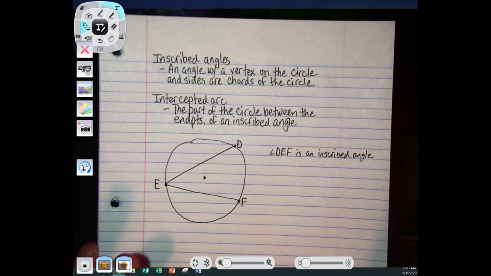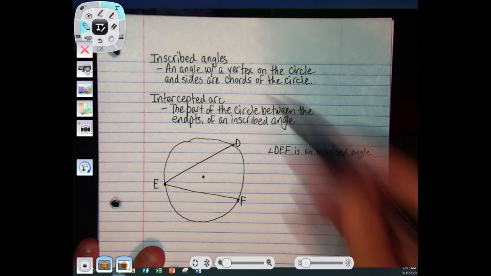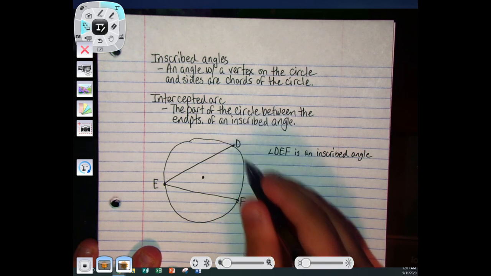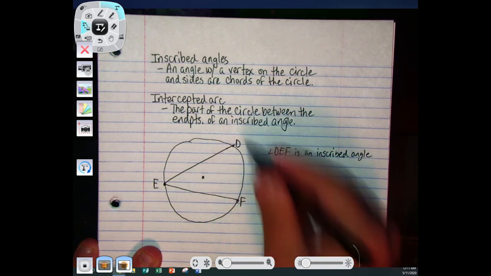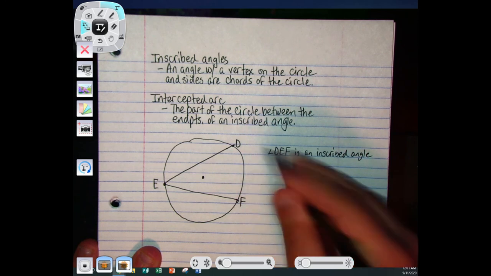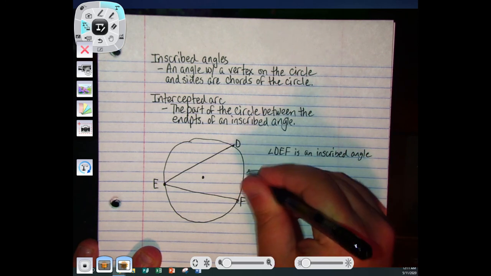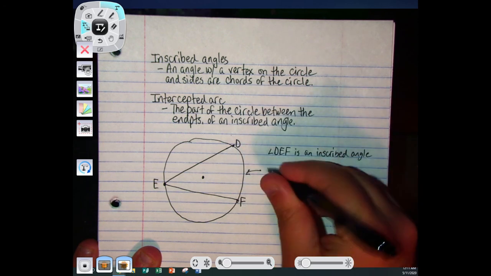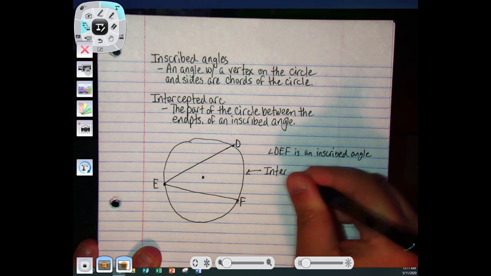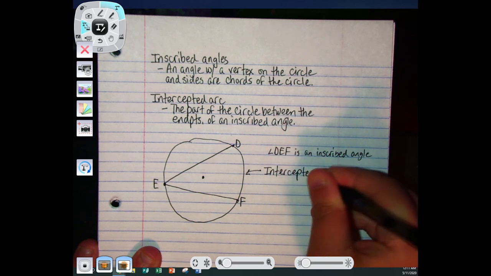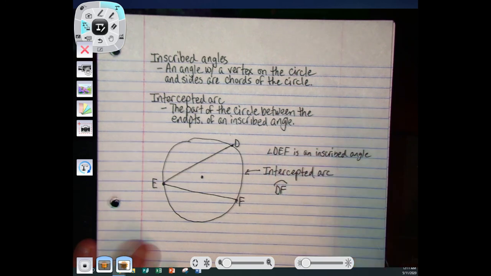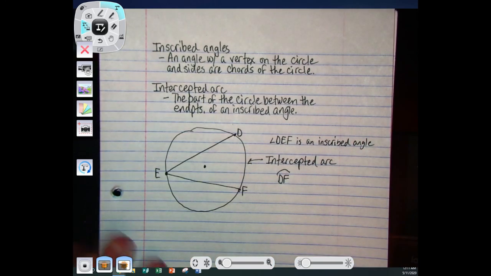of the circle. Now, with this angle, notice that we have the arc that is between D and F. This arc that falls between D and F, the part of the circle that falls between the endpoints of the inscribed angle, is known as an intercepted arc. So we can say that arc DF is an intercepted arc. Okay?